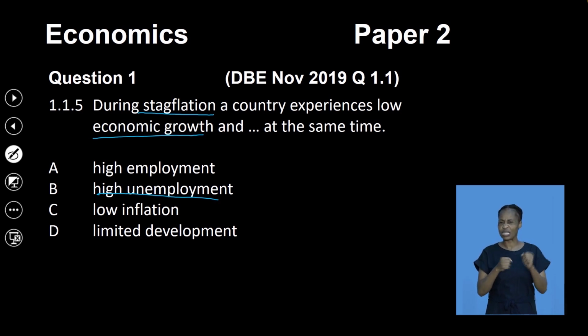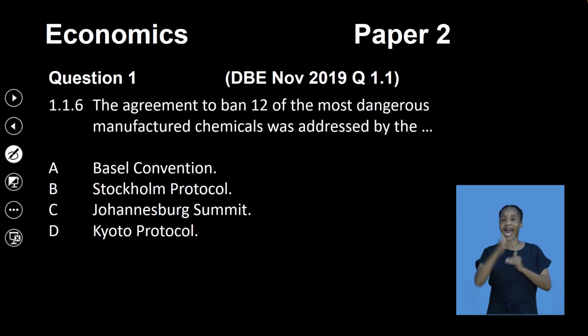As you can see, A and B look almost similar there. It says high employment, and then B says high unemployment. Our answer in this case is high unemployment there. So look out for some tricks and some confusing wording, especially in the multiple choice. The same with C. C says low inflation. We are looking for high inflation there. Don't be confused there. Let's go to 1.16.